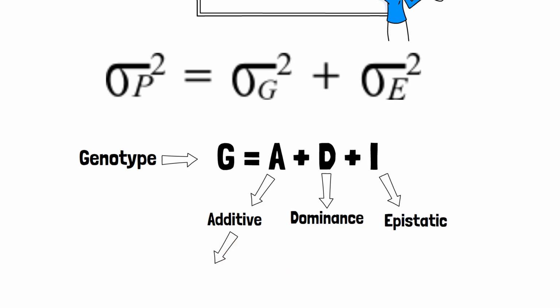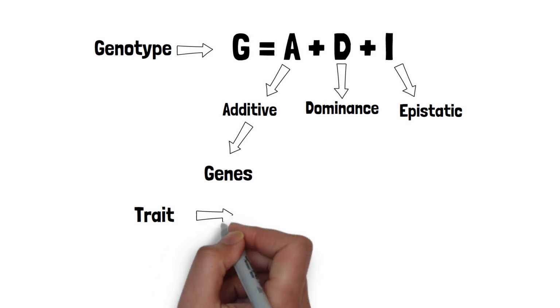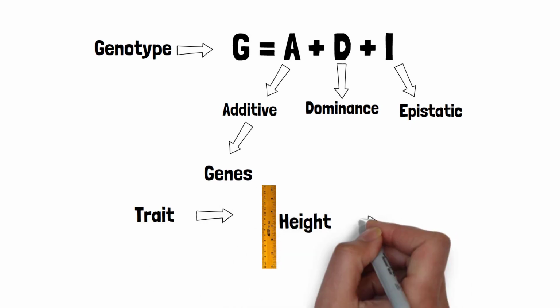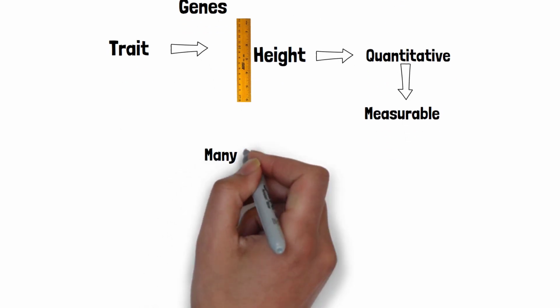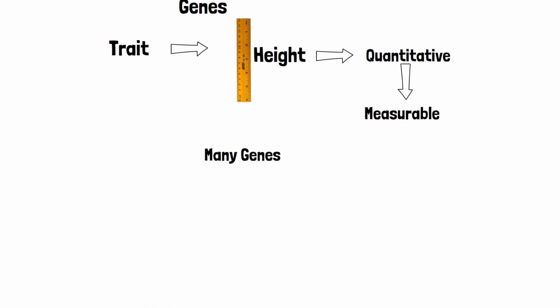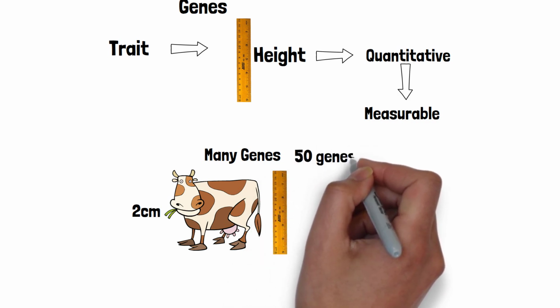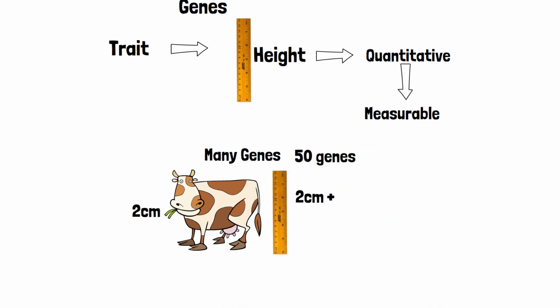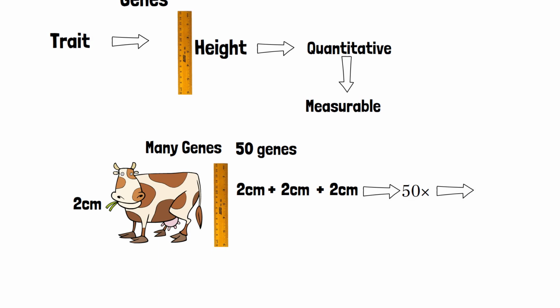Additive genotype is the one that consists of additive effects of genes. Suppose for a specific trait, let's take height for example. You know that this is a quantitative trait, right? Which is also measurable, which we say that it is governed by many genes. So supposing each individual gene potentially contributes 2 centimeters to an animal's height. If we have 50 genes controlling height of animal, then 2 centimeters plus 2 centimeters plus 2 centimeters up to 50 times, making 100, will lead to the expression of an animal's height to be 100 centimeters.